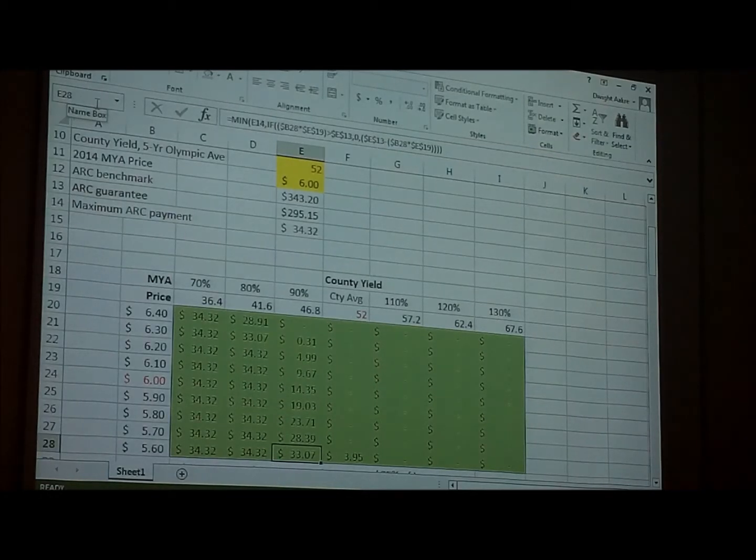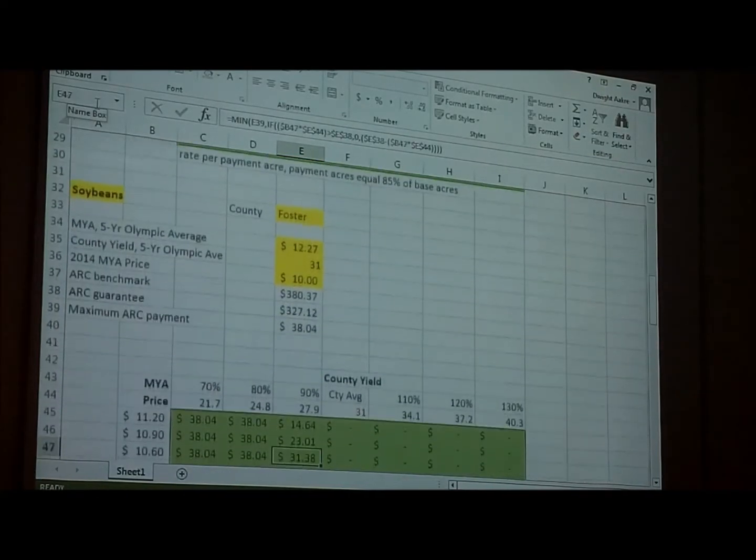So you've got to get down to an 80% yield. My guess is most counties have an average or better yield for wheat, and consequently are not likely to receive an ARC payment in 2014 for wheat.